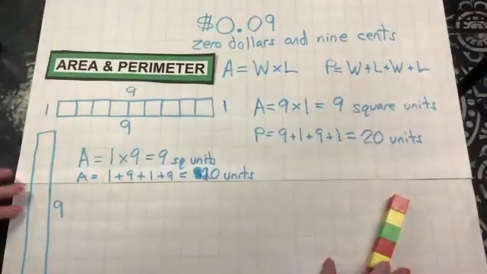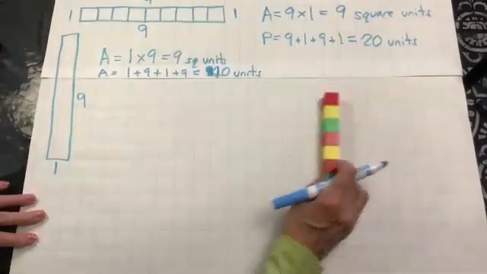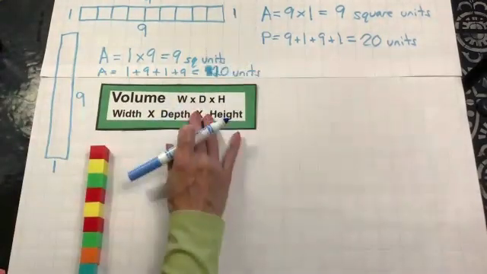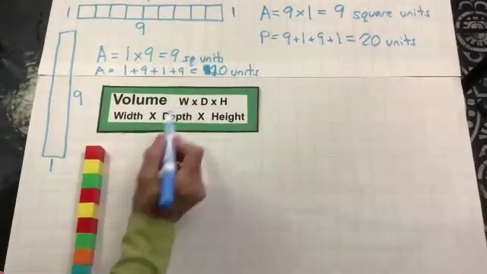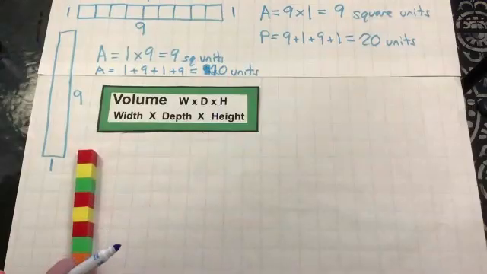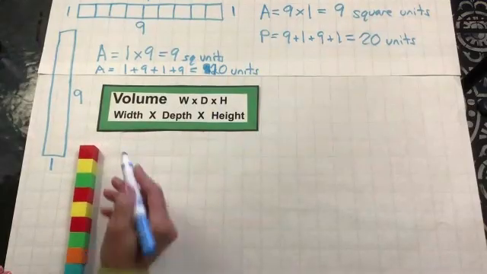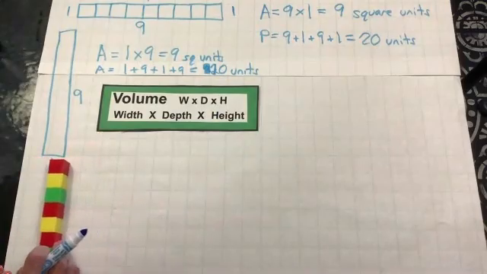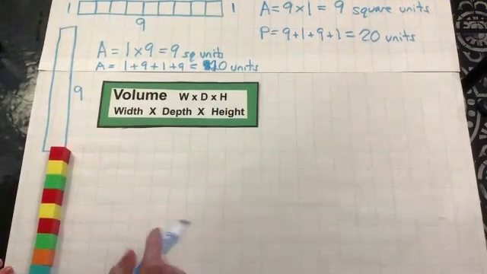And I've got to pull this way up here. So our next category, of course, is volume. Volume, which is width times depth times height. So let's start off with this vertical one. If your paper, you might have to turn your paper over. So let's go ahead and do this.